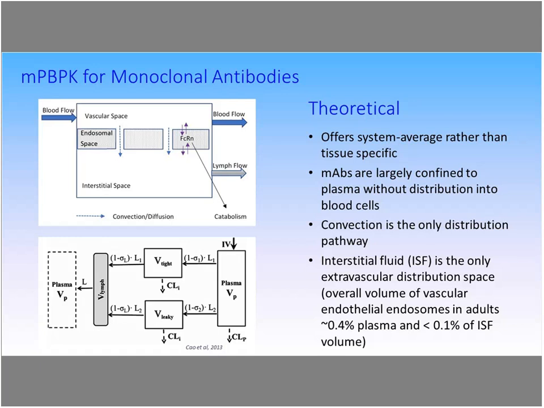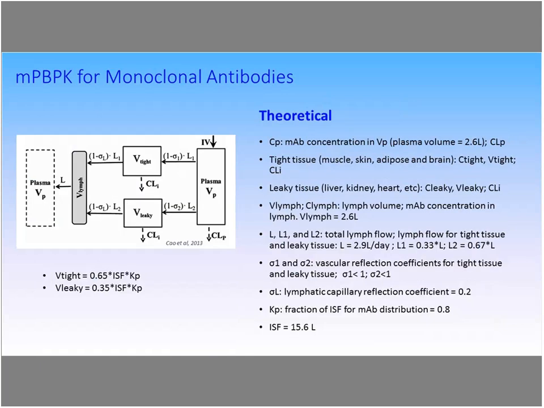This is a diagram of the minimal PBPK model. This is the artwork from Dr. Cao's group. It has 4 distribution spaces for mAbs. We have plasma here and lymph, and 2 types of tissues in the model, tight tissues and leaky tissues. mAbs come into the plasma space and get into the tight tissue, get out to the lymph, and from lymph they will then go back to plasma.